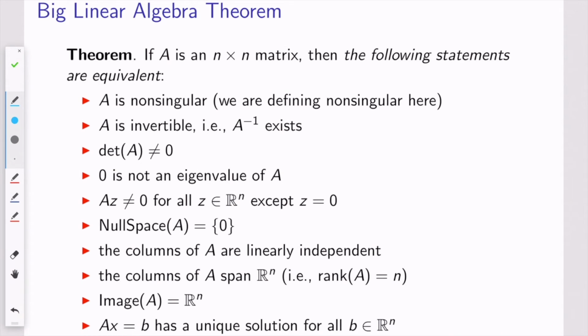I'm going to end by quickly running through what I like to call the big linear algebra theorem, which says that the following statements are all equivalent about an n by n matrix A. A is non-singular, where non-singular for us is just going to mean any of these remaining things are true. Okay, so the things that make a matrix non-singular are it's invertible, meaning it has an inverse. Equivalently, its determinant is not 0. Equivalently, it does not have an eigenvalue of 0.